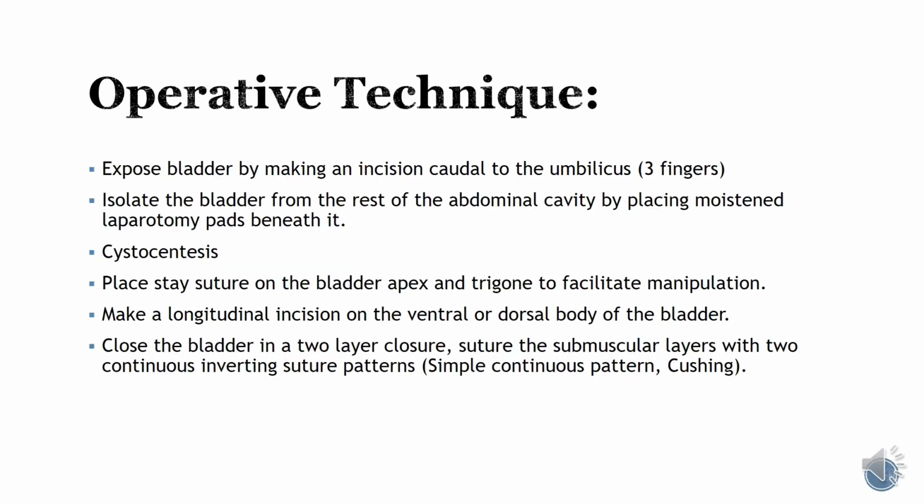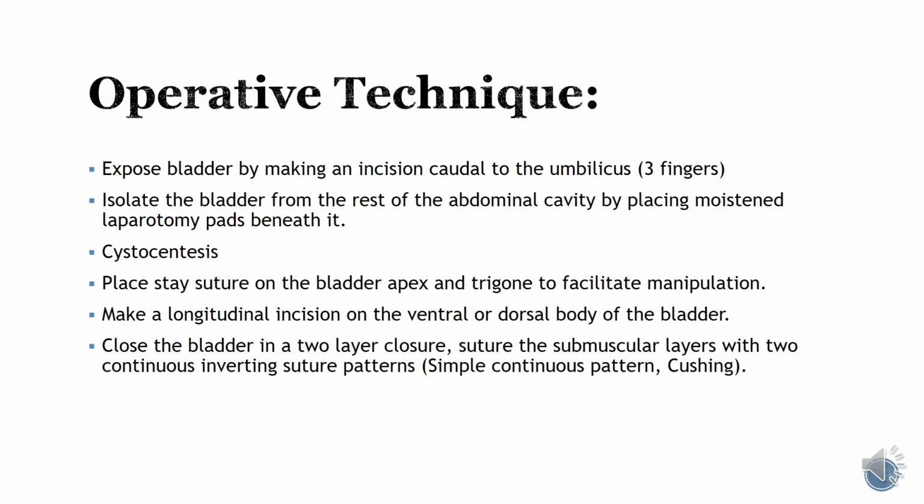For the operative technique, we expose the bladder by making an incision caudal to the umbilicus, and we use 3 fingers to measure where we will start the incision. After incising the skin, we expose the linea alba and make a stab incision to enter the abdominal cavity.